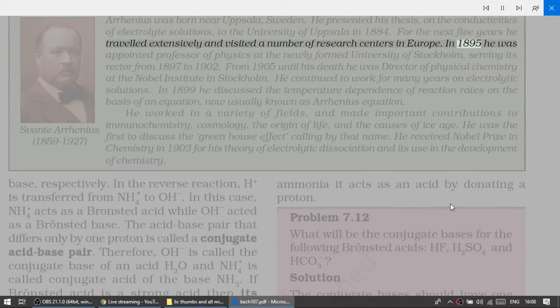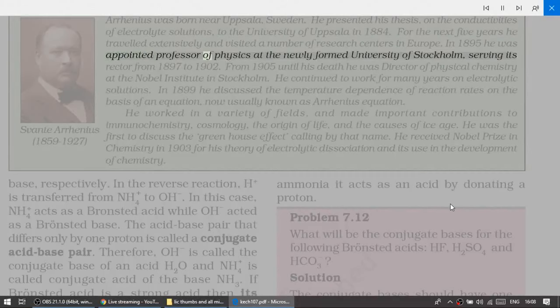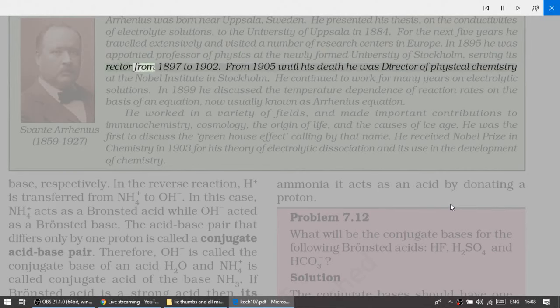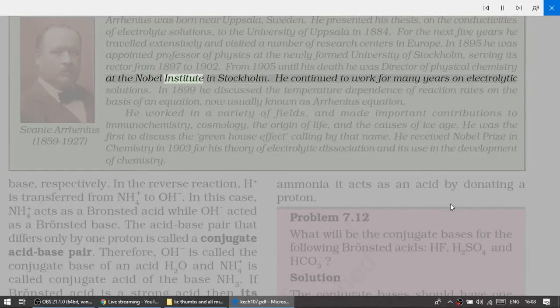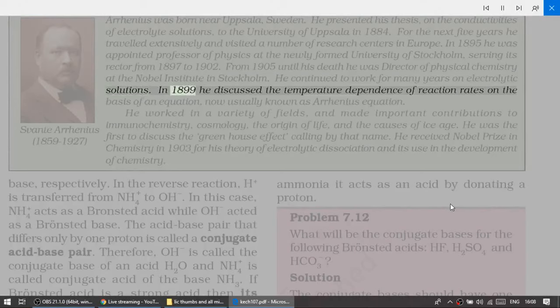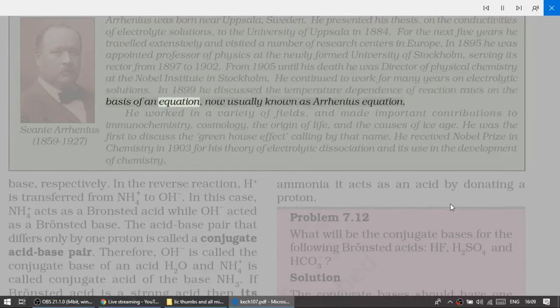In 1895 he was appointed professor of physics at the newly formed University of Stockholm, serving as its rector from 1897 to 1902. From 1905 until his death he was director of physical chemistry at the Nobel Institute in Stockholm. He continued to work for many years on electrolytic solutions. In 1899 he discussed the temperature dependence of reaction rates on the basis of an equation, now usually known as the Arrhenius equation.